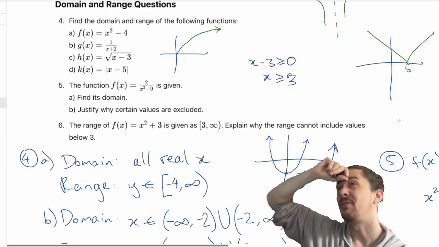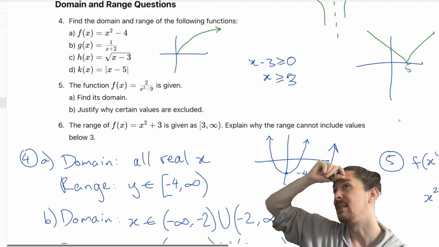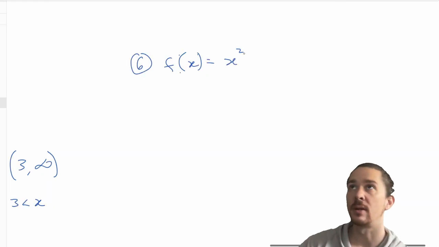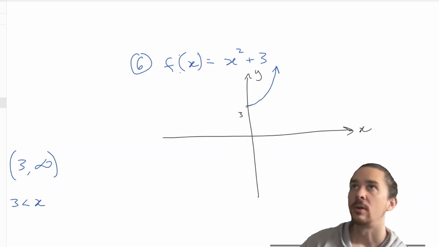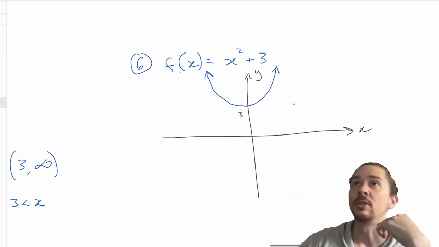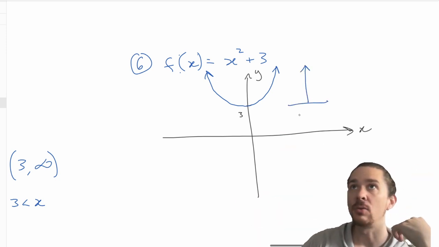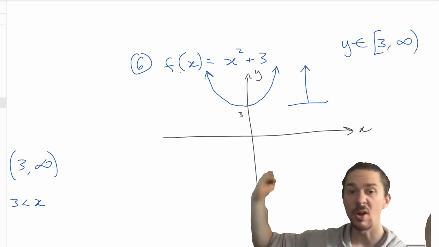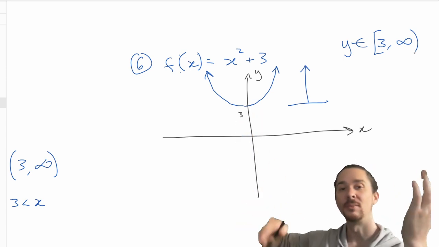The range of f of x equals x squared plus 3 is given as 3 to infinity. Explain why the range cannot include values below 3. f of x equals x squared plus 3. If we're going to graph that, we have a parabola that's been shifted up by 3, which tells us that the y values we can get are 3 or greater. This is why the range is y is a member of the set from 3, including 3, up to infinity. We cannot get any y values below 3 because the graph is not down here. There just is no value we can get down here. All the values are up there.